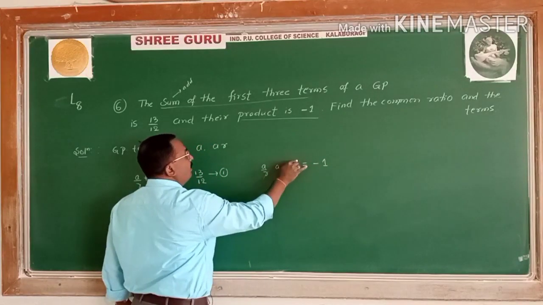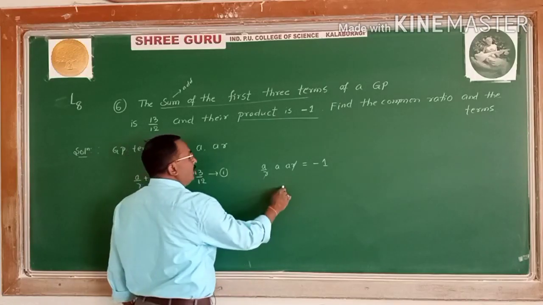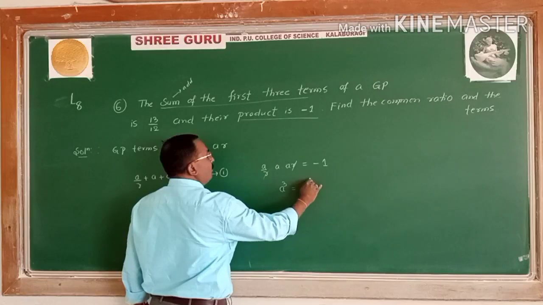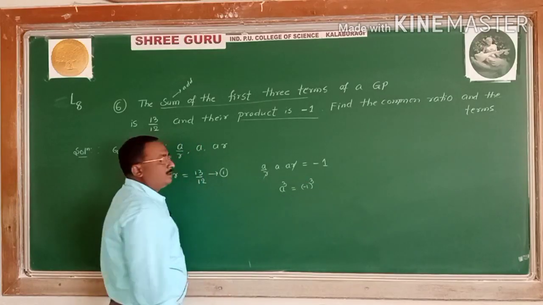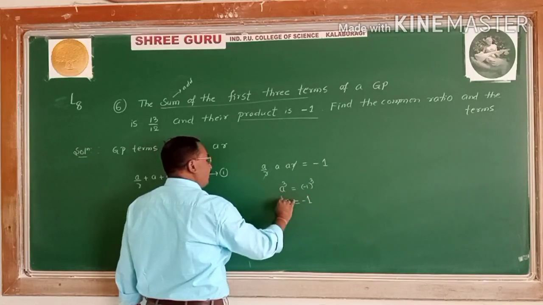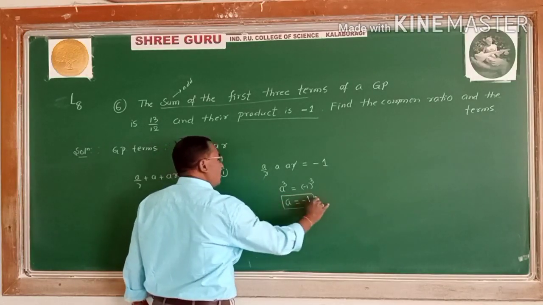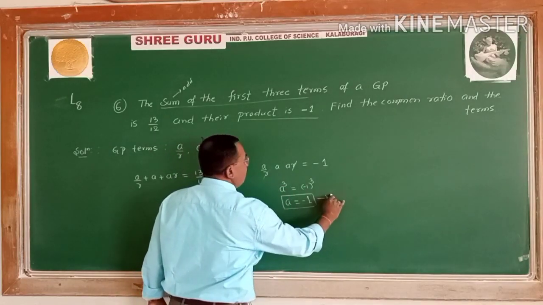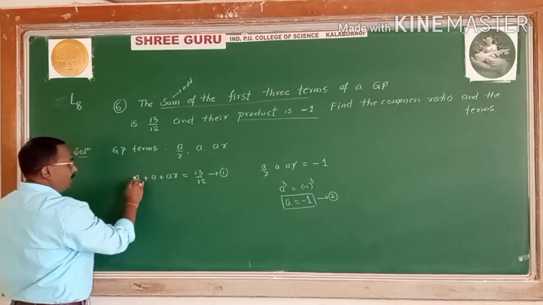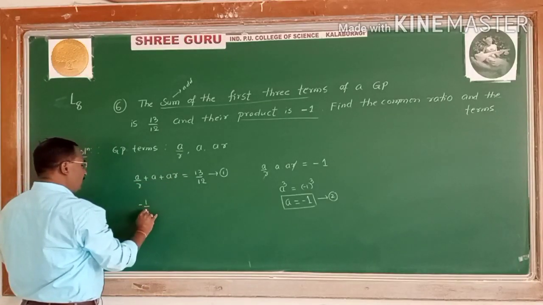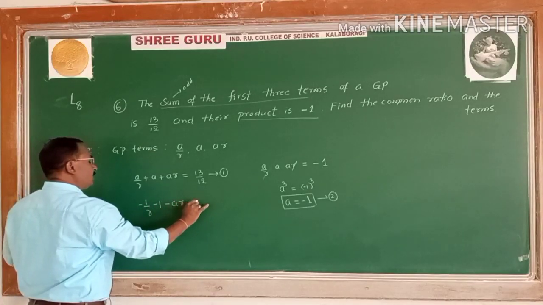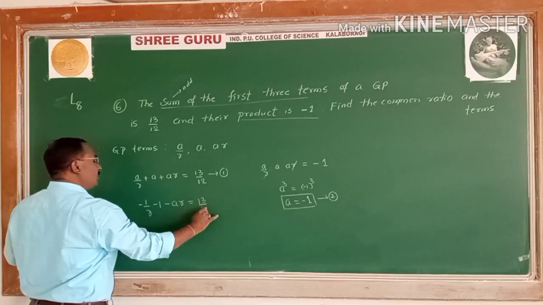In the product, R gets cancelled. A cube is equal to minus 1. Cube is what? Minus 1. Therefore, A value is what? Minus 1. A value is what? Minus 1. A value substitute in equation number 1. A is minus 1. Minus 1 by R minus 1 minus A into R is equal to 13 by 12.